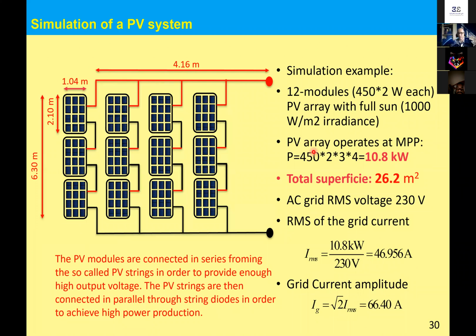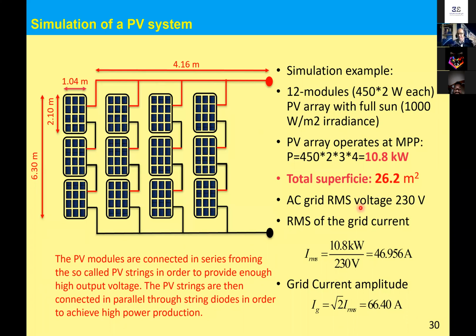If the PV arrays operate at the maximum power, we will have this power, which is calculated by multiplying the power of an individual module by the number of rows and the number of columns. So we have 3 by 4, 12. And the total power generated by this PV generator is 10.8 kilowatts. The total surface that this PV installation will occupy is about 26 meters square.